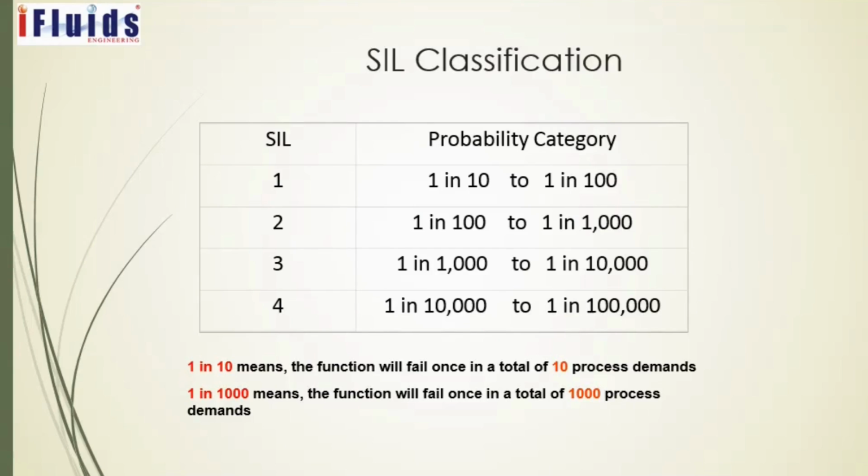So SIL 1, 2, 3, 4 probability category: 1 in 10 to 1 in 100 is SIL 1. What is that? Probability is less. Probability of what? Probability of failure.